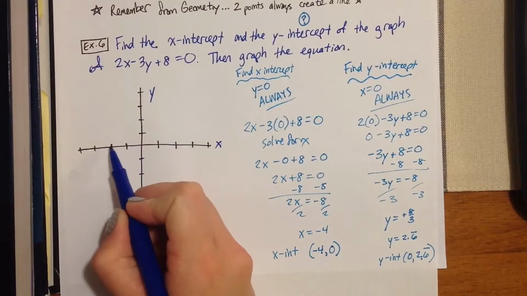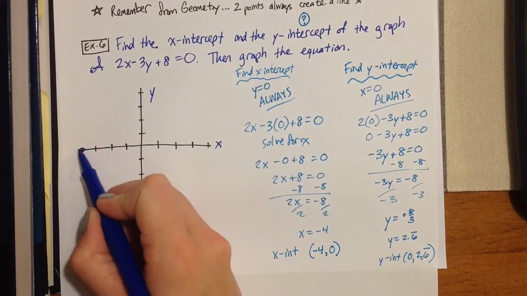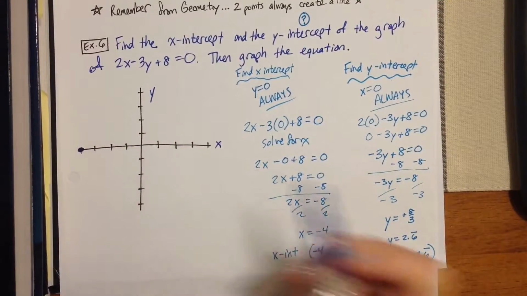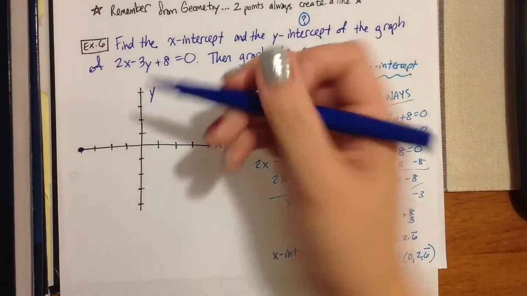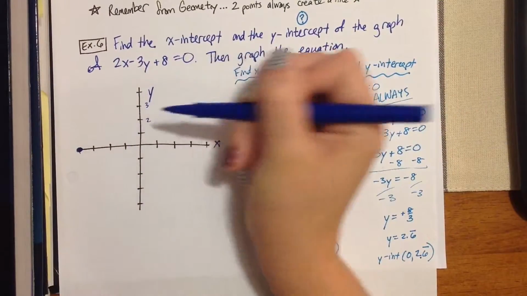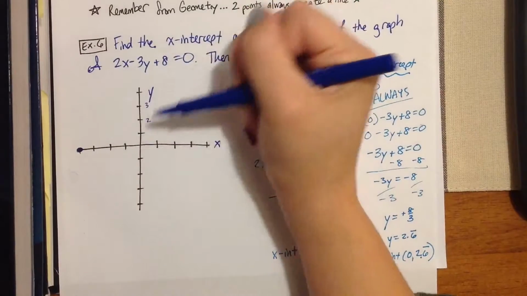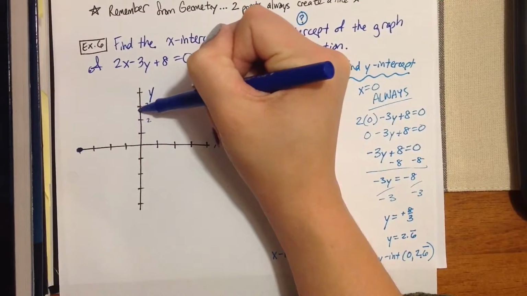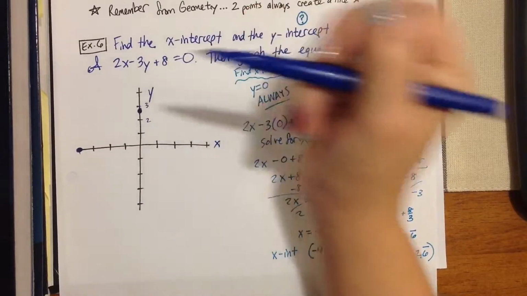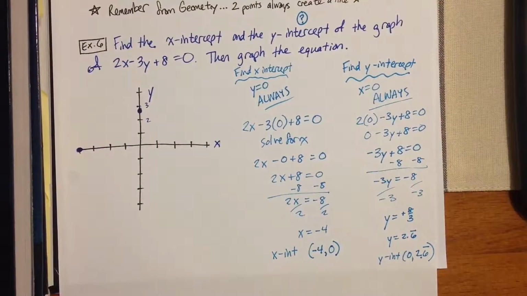So -4, 0 as my x-intercept, and then 0, 2.6 repeating, so 2/3 of the way between 2 and 3. So here is 2, here is 3, 0, 2.6 repeating. That's going to be roughly right there. Okay, so that's my x-intercept, that's my y-intercept.